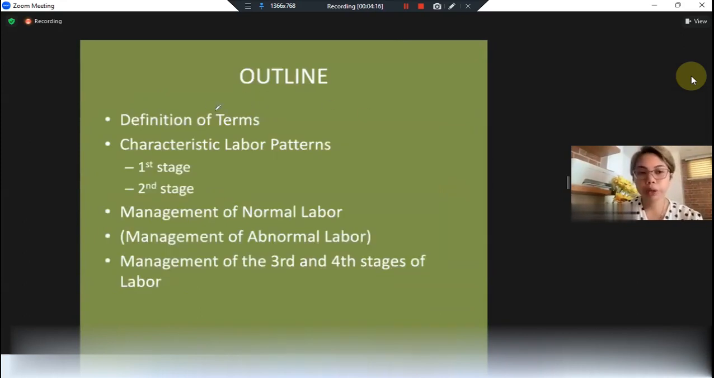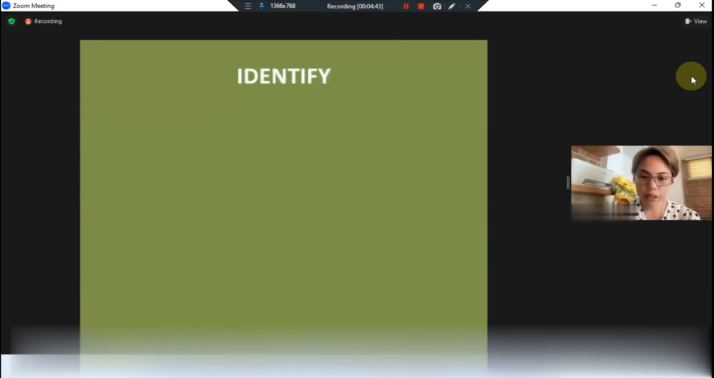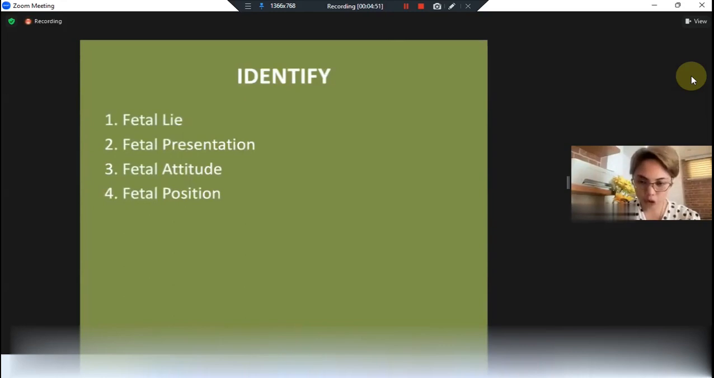So we will be going through terms, labor patterns, and management of normal labor. We'll be touching on abnormal labor, at least the dystocia part, and then the 3rd and 4th stages of labor. So again, this is a physiologic, normal process, but I will be touching on some abnormal processes during labor. So our patient is pregnant, about to deliver, and we will be identifying these 4: lie, presentation, attitude, and position.